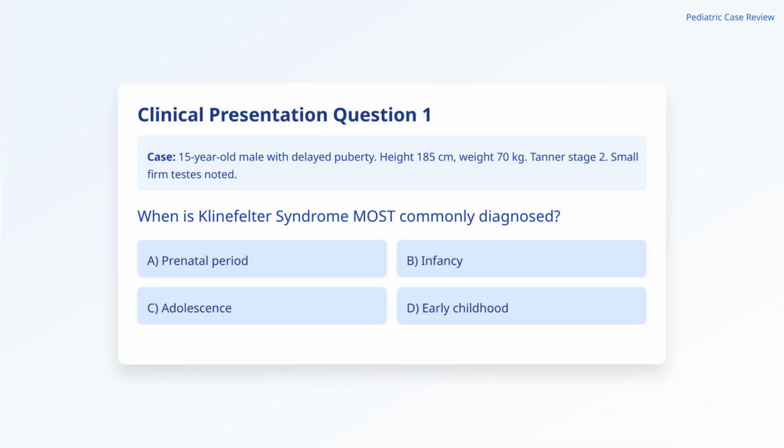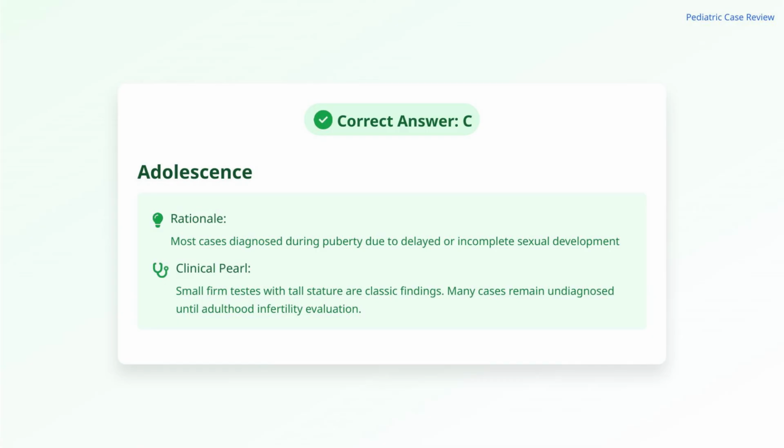Option A, prenatal period. Option B, infancy. Option C, adolescence. Option D, early childhood. The correct answer is C, adolescence. Klinefelter syndrome is most commonly diagnosed during adolescence when delayed or incomplete puberty becomes apparent.